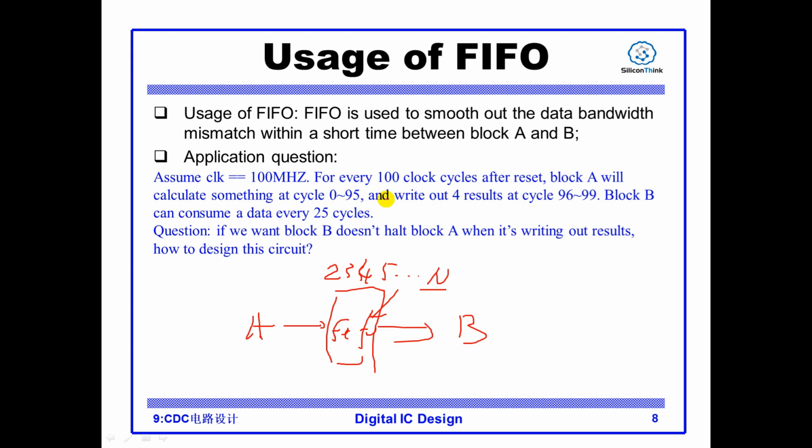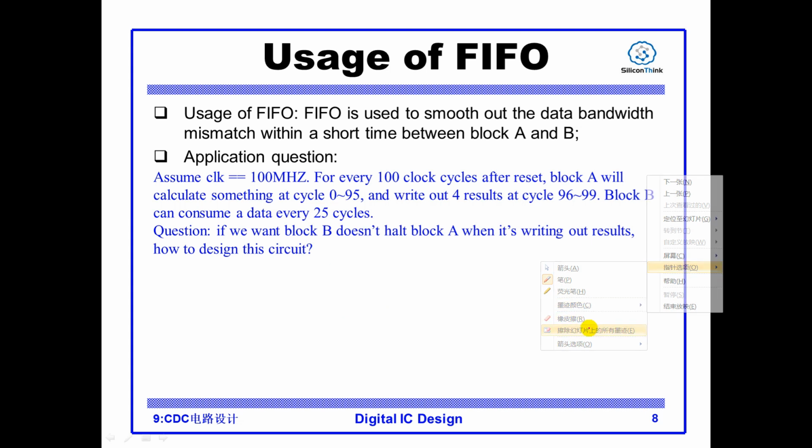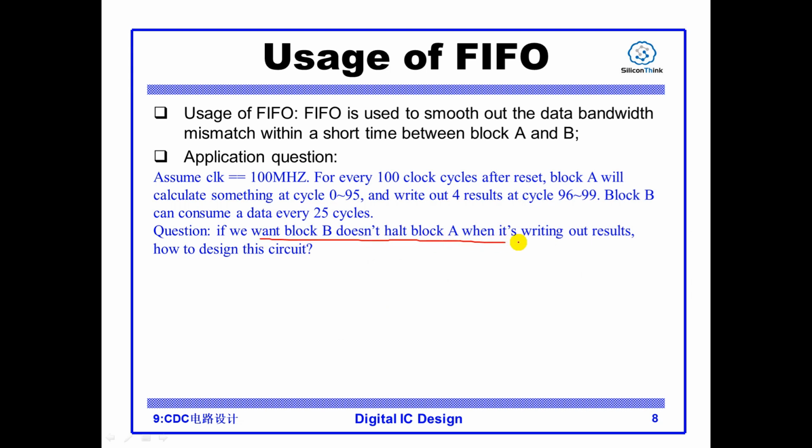As for design, we have the PPA concern. We want to save the area. So we just use the minimal depth that can smooth out the bandwidth mismatch. We want to find the minimum FIFO depth for this application. So if we want block B to not hold block A when it's writing out results, what's the FIFO depth? Can you calculate it? Okay, you can pause the video and I will go on.